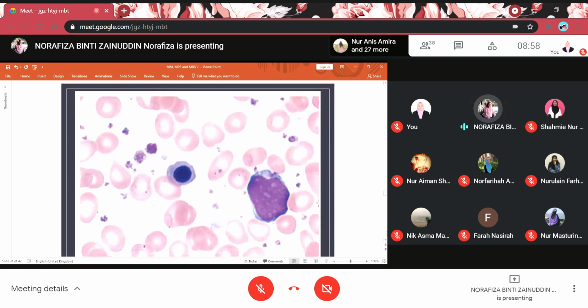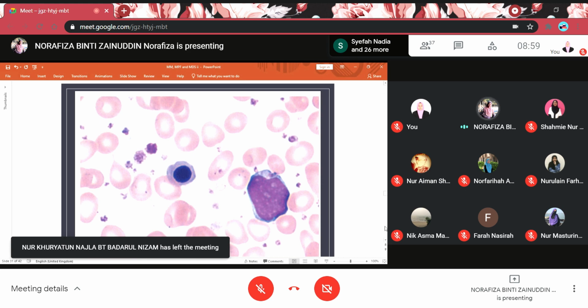Okay, so this is the peripheral blood of a patient. This is the changes of myelofibrosis showing characteristic findings of leukoerythroblastosis. There is a rare blast, nucleated red blood cells, and also large platelets. Okay, and also you can see this teardrop shaped red cells or dacrocytes.